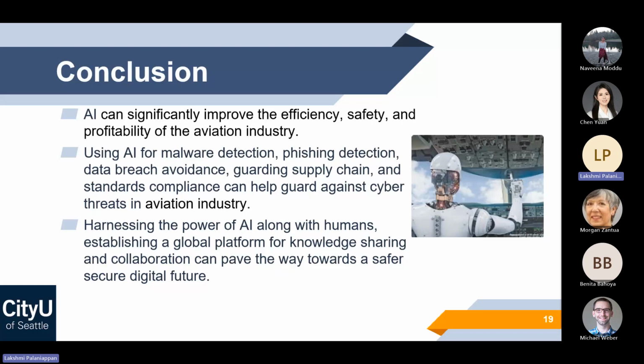In the digital landscape, harnessing the power of AI along with humans, and establishing a global platform for knowledge sharing and collaboration, can pave the way towards a safer, secure digital future. I invite you all to read my paper to have a clearer picture of the problem and the solutions provided, to get more insight.